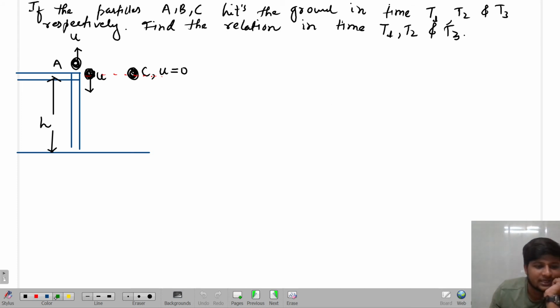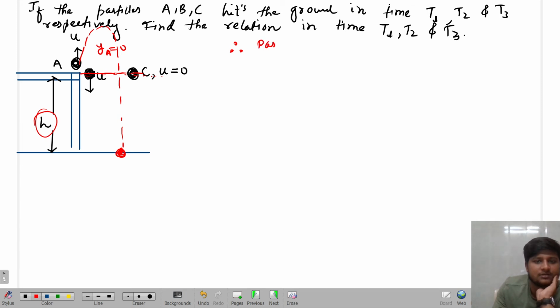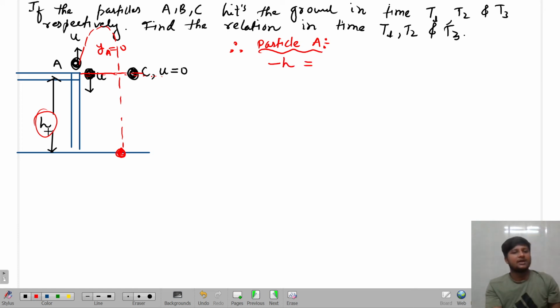Okay, so now look over here. I'll solve this. Try to understand. For particle A, what is the path? Particle A will first go to the maximum height, then it will come down and hit the ground. Yes or no? Now for particle A, the total displacement above this reference level is 0. But in the downward path, it is traveling some distance h. So I will write the equation for particle A. The displacement is equal to minus h, because you are doing the displacement in the downward direction.